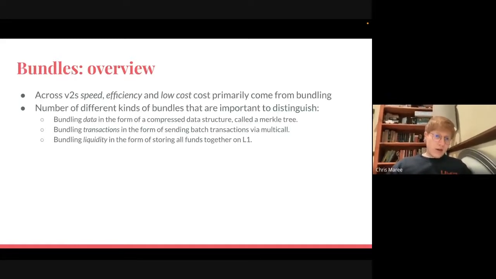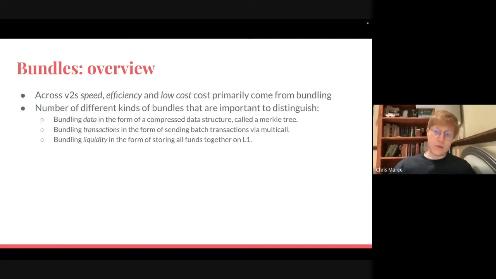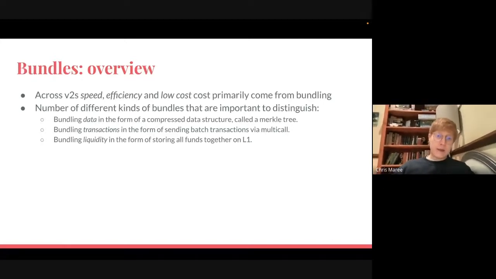The way we use bundling is the reason that Across V2 is fast, efficient, and pretty cheap compared to V1 and compared to other products. This word is a bit overloaded though, and I think we should try and distinguish between the three different kinds of bundling that we do in Across V2. So the first thing is data bundling. This is basically where we use compressed data structures in the form of Merkle trees to compress the information we need to put on layer one and the information we need to pass between the different chains.